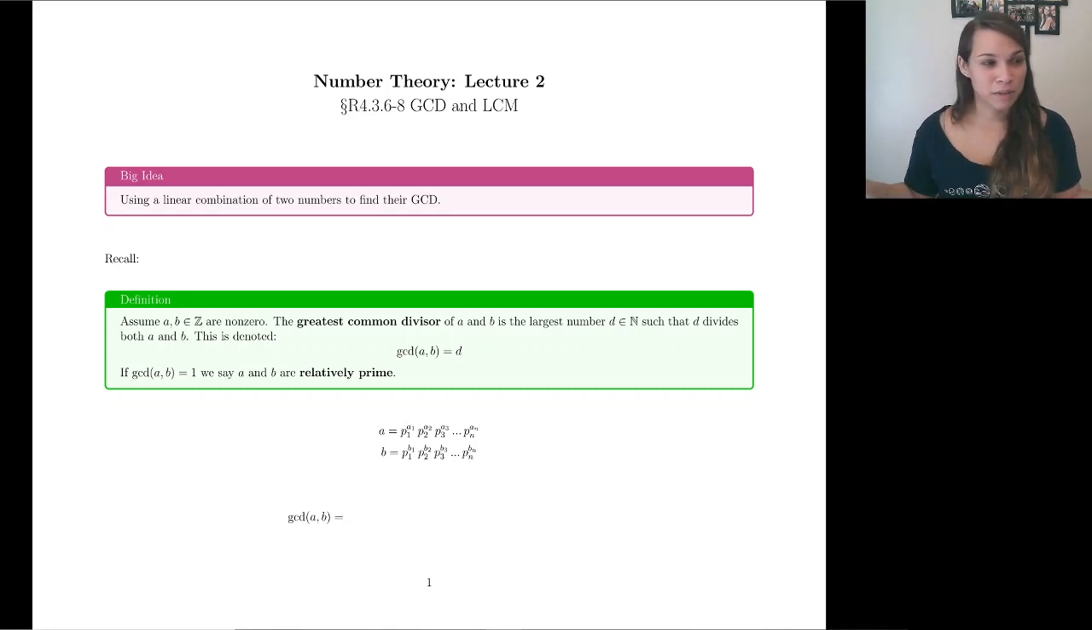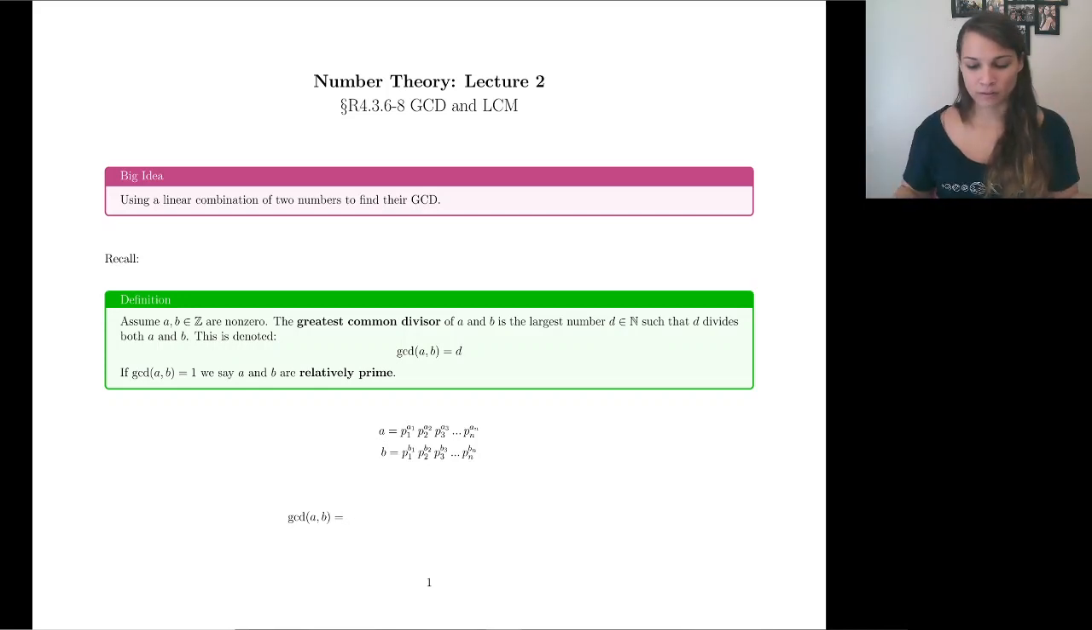The big idea that we're going to build to today: we want to be able to write the GCD in terms of the two numbers. So if we're finding the GCD of A and B, we want to be able to write that in terms of A and B.